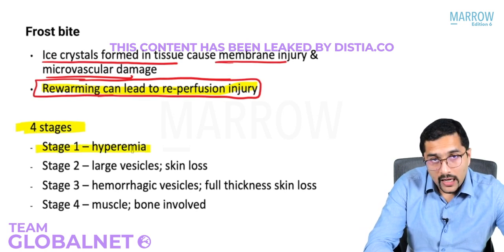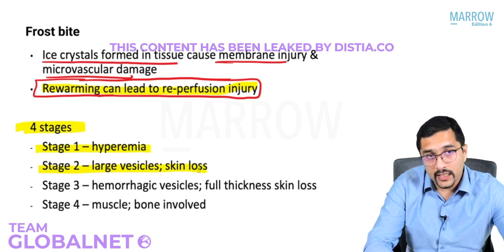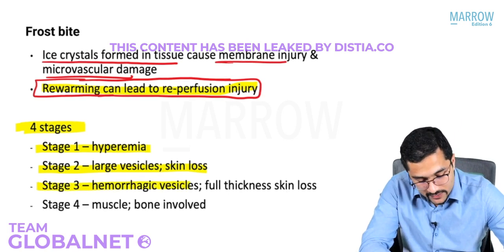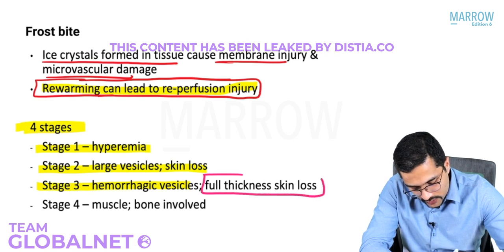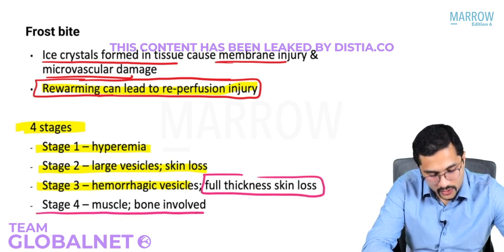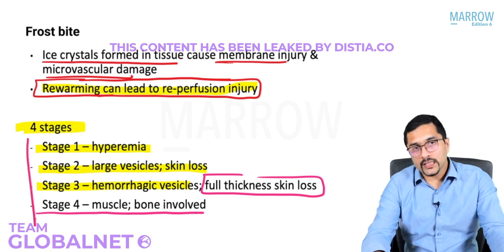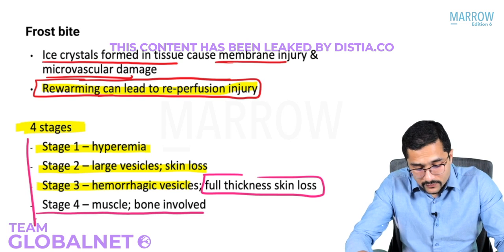There are 4 stages of frostbite. Stage 1 is hyperemia. Stage 2 is when there is large vesicle formation. Stage 3 is when there are hemorrhagic vesicles and full thickness skin loss. And stage 4 is when muscle or bone are involved. So these are the 4 stages of frostbite.